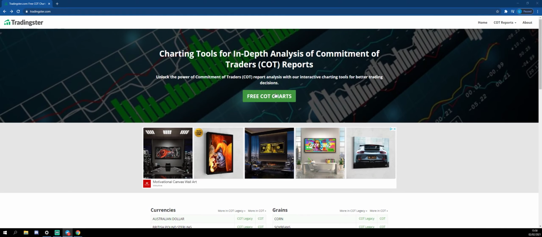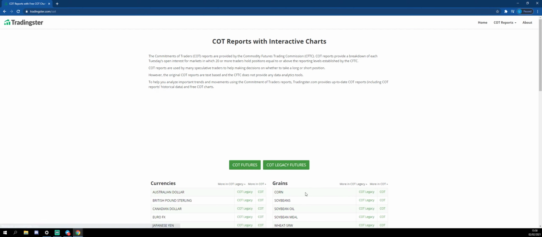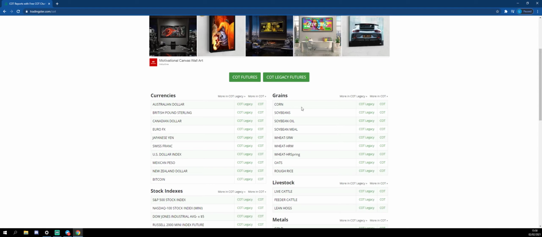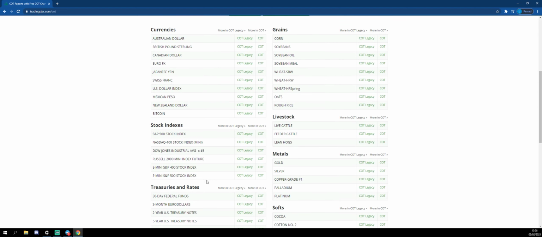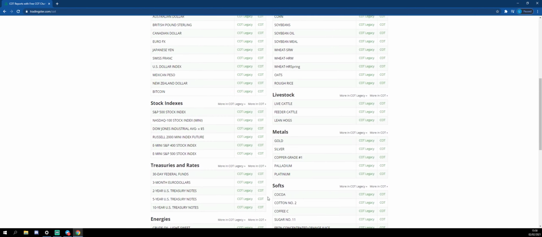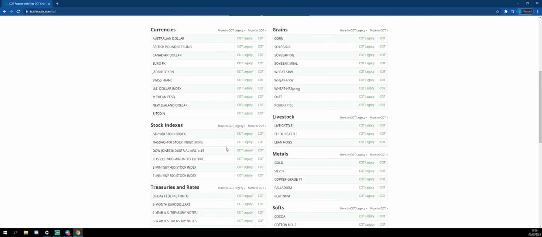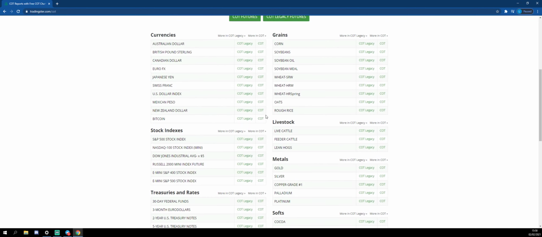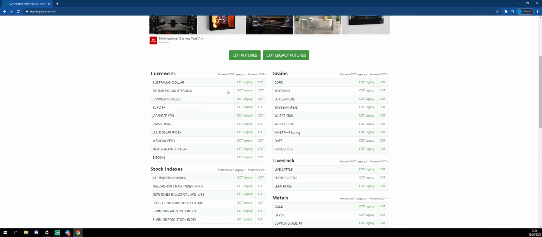So it's just tradingster.com. You're on this page, you can click on that to take you to all of what they do. So as you can see, you've got currencies, grains, livestock, stock indexes, metals, treasuries and rates, softs, energies. So you have loads of different things you can go through. Whatever you trade, it's all here for you. So I mainly trade currencies.